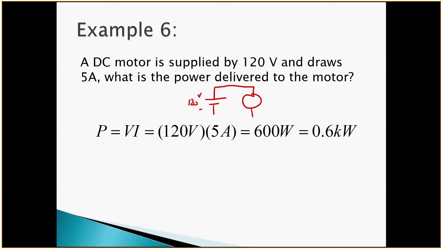Okay. I have a 120 volt battery, and then here I have a motor, and it draws 5 amps. Well, P equals VI. 120 volts times 5 amps is equal to 600 watts, or 0.6 kW. We seem to like to use the terminology kW. So I can figure out what the power delivered to that motor actually is.